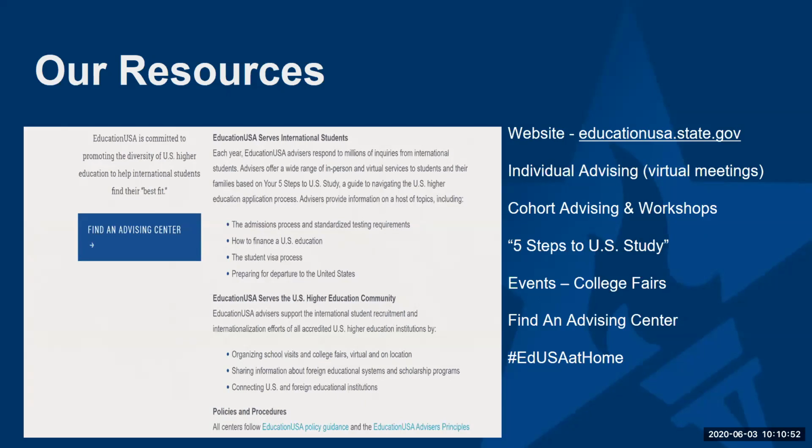So please find an advising center using our website. It's pretty easy to navigate. But for now, all our services are given on a virtual platform. So no in-person advising, for security and safety reasons. But our advisors are available on Zoom, Google Meet. So please reach out to our advisor. Next slide, please.